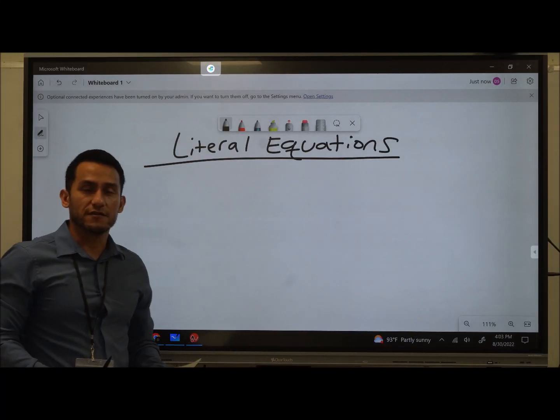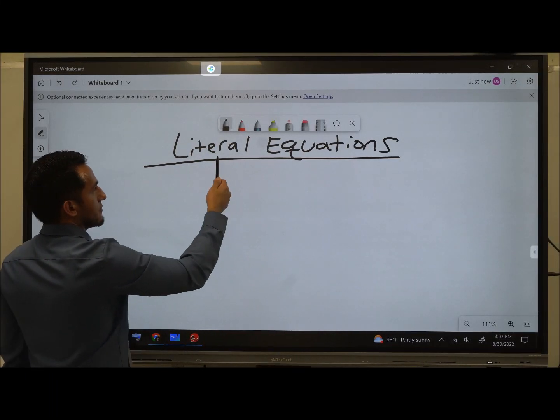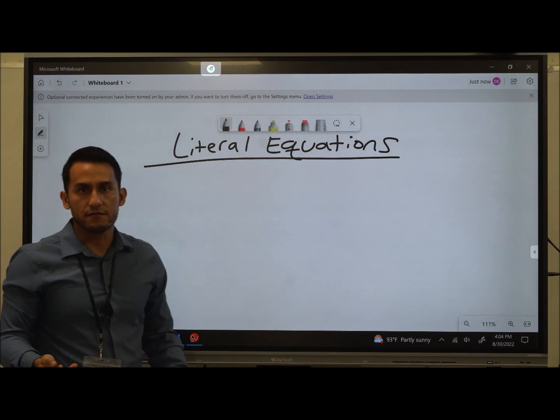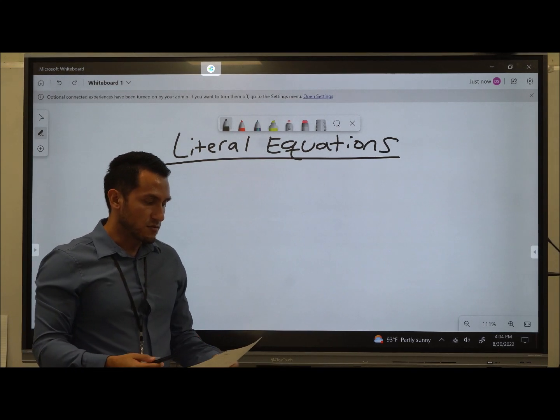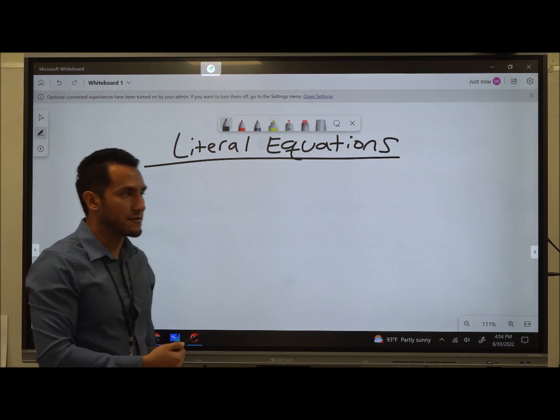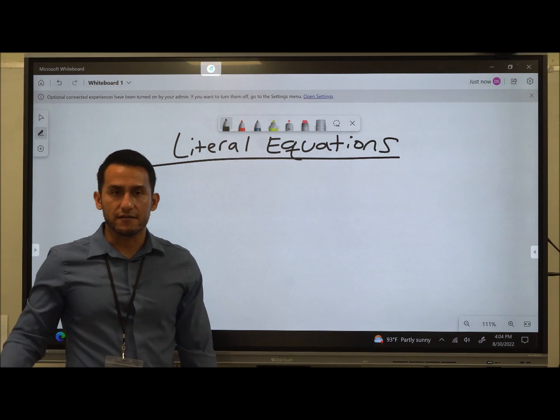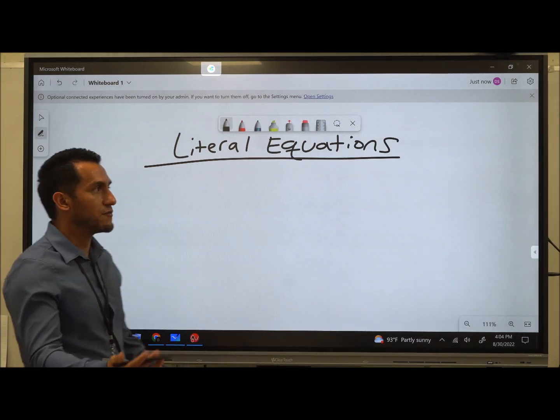Today we're going to be doing literal equations, and literal equations are equations that look literally anything. In this case, you're not going to see any numbers, you're only going to be seeing letters. They use letters just as symbols, so it could be anything. It could be a star, it could be a box, it could be whatever you want.